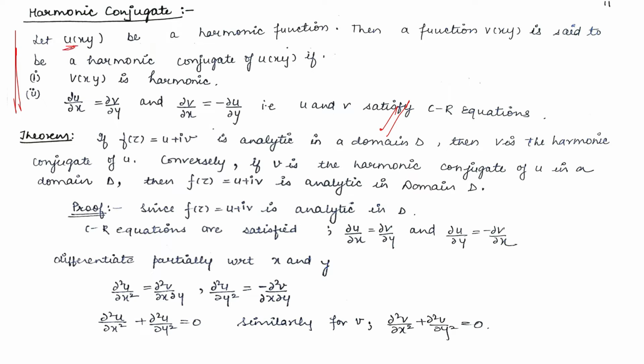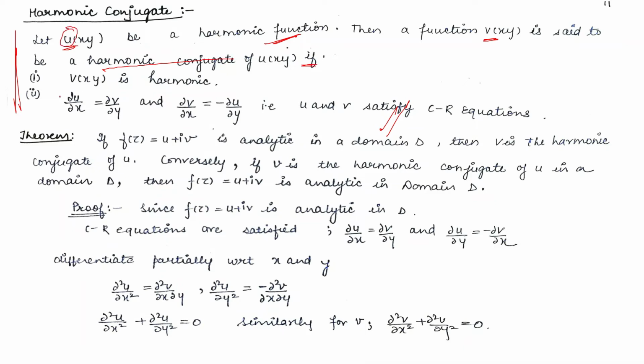Let u, which is a function of x and y, be a harmonic function. We know that u is a harmonic function. It means u satisfies the Laplace equation. That should be in your mind. Then a function v is said to be the harmonic conjugate of u.